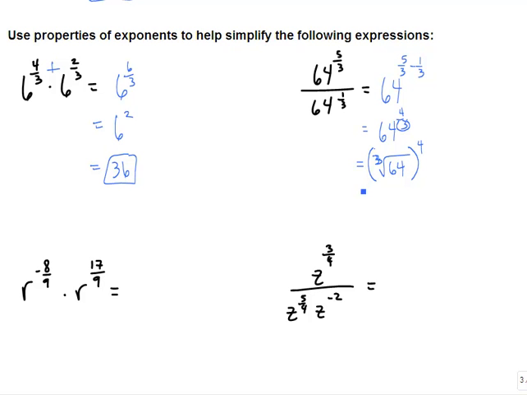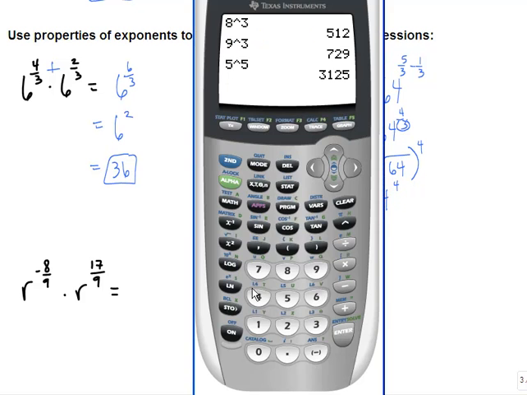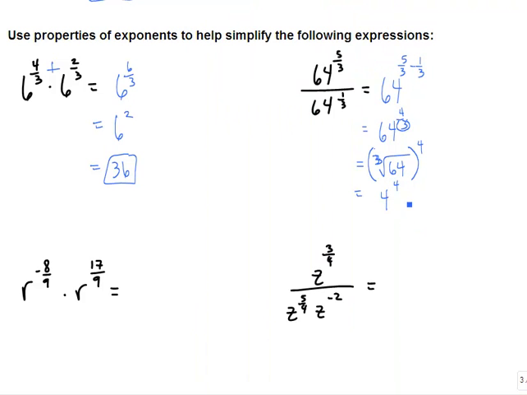So take the cube root first. Cube root of 64, that's just 4. So all we need to know is what 4 to the 4th is, and if we do 4 to the 4th, we get 256. So this whole thing reduces to 256.